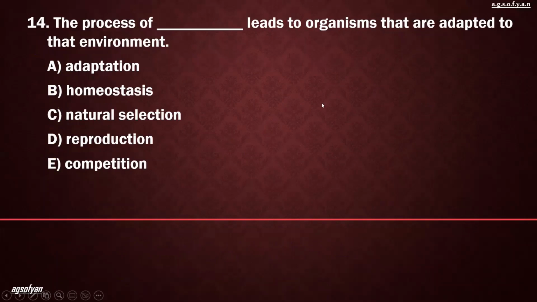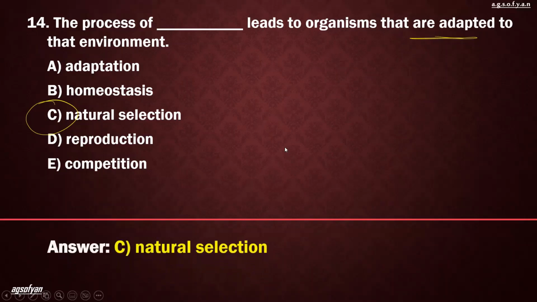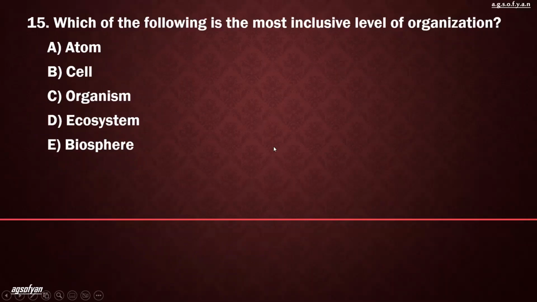The process that led to organisms being adapted to the environment. What process makes organisms adapt to the environment? Adaptation. No, it's natural selection. Okay, natural selection. Get it? Natural selection makes organisms adapted to the environment.